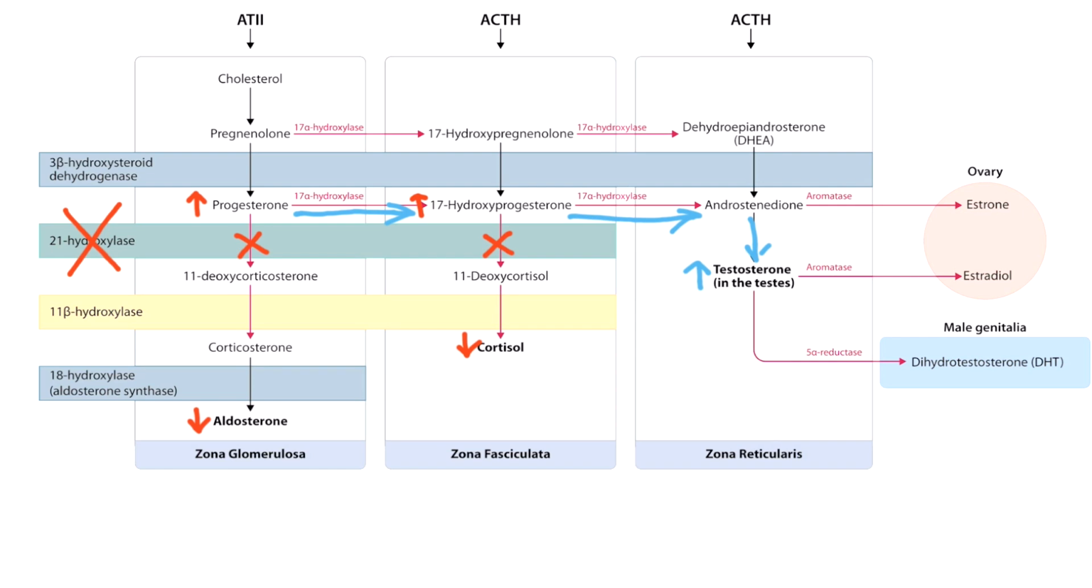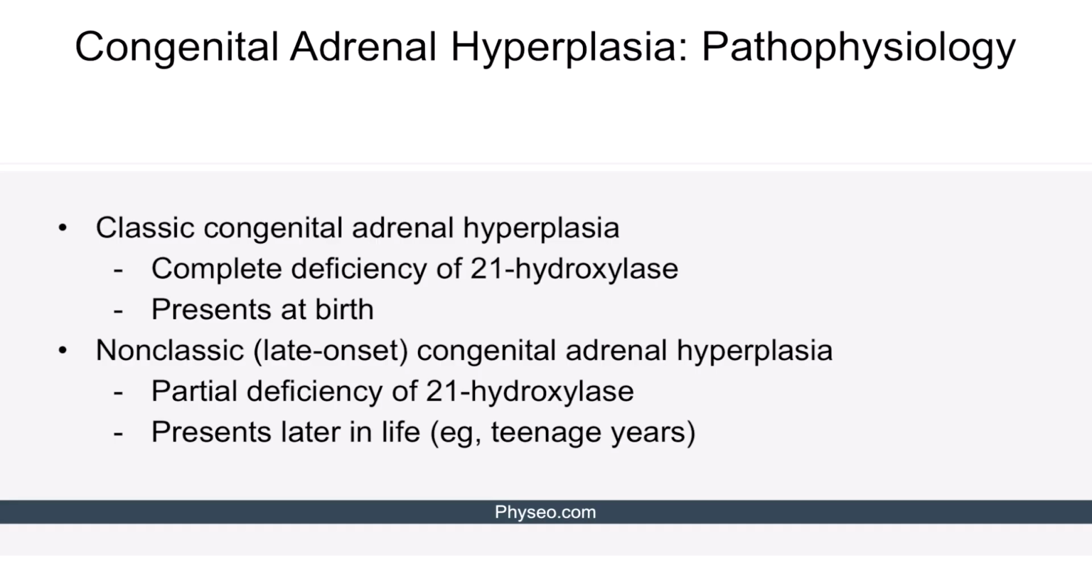In response to low serum cortisol, the body releases a greater amount of ACTH, which in turn stimulates the adrenal glands, leading to adrenal hyperplasia. This is why a deficiency of 21-hydroxylase leads to adrenal hyperplasia. Examiners also want students to know that there are two general types of congenital adrenal hyperplasia: classic and non-classic. Classic congenital adrenal hyperplasia results from a complete deficiency of 21-hydroxylase, and it presents at birth. Non-classic or late-onset congenital adrenal hyperplasia, on the other hand, results from a partial deficiency of 21-hydroxylase, and it presents later in life, usually during teenage years.